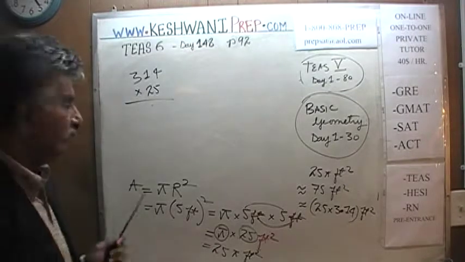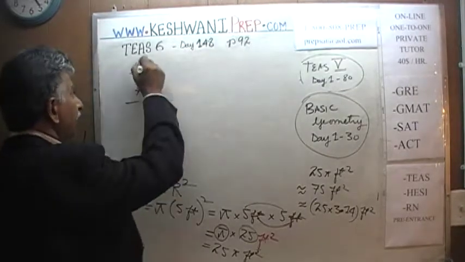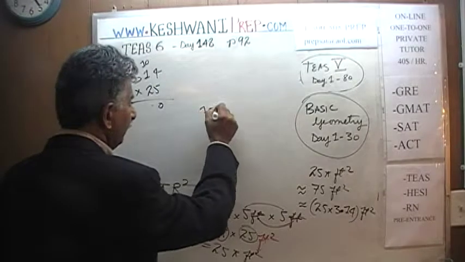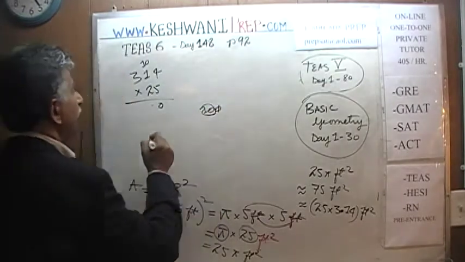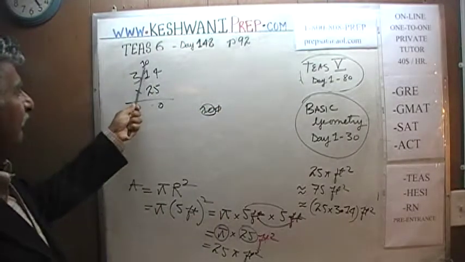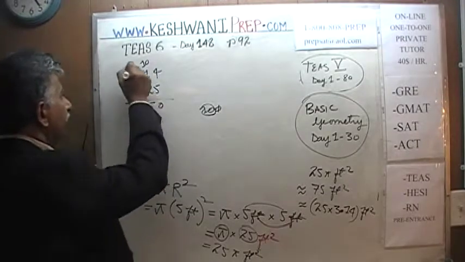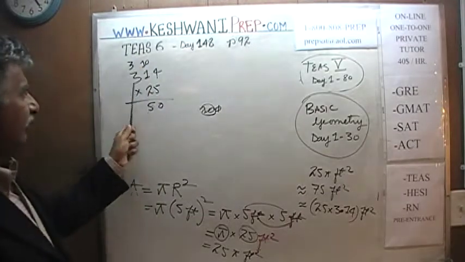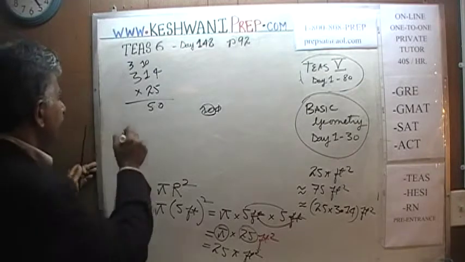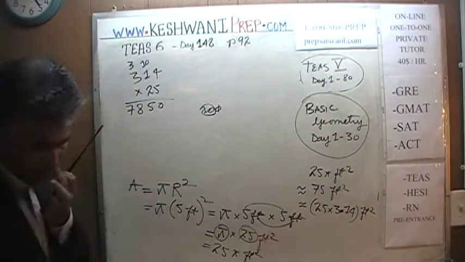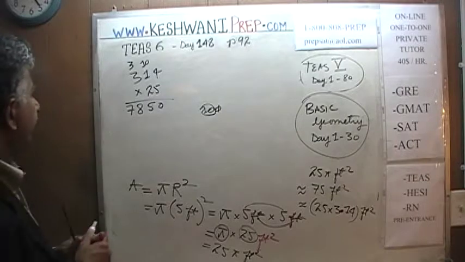25 times 4. 25 fours are 100. You see, 100 is made up of 0, carry 10. And then 25 times 1 is 25 plus 10 is 35. 5, carry 3. 25 times 3 is 75 plus 3 is 78. And now we can go and take care of our decimal.